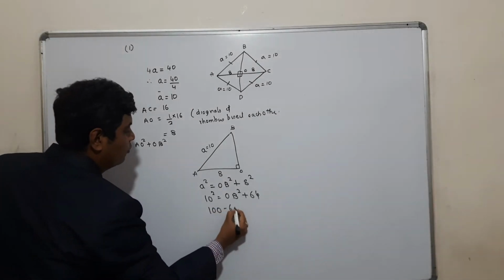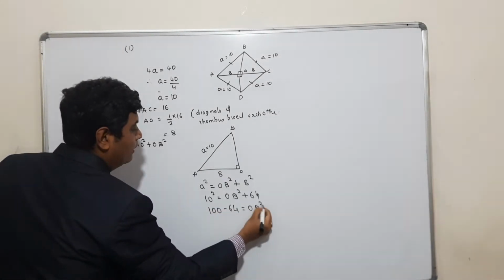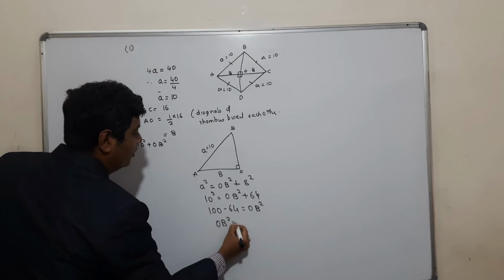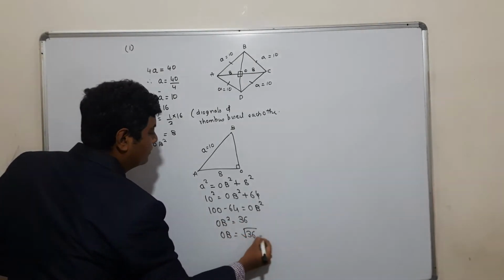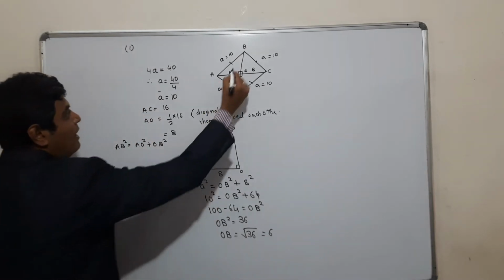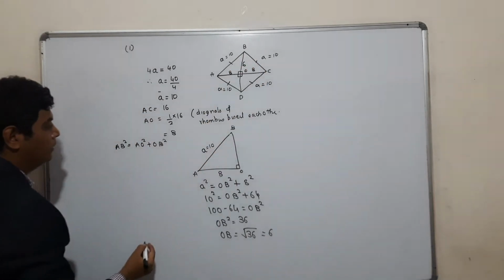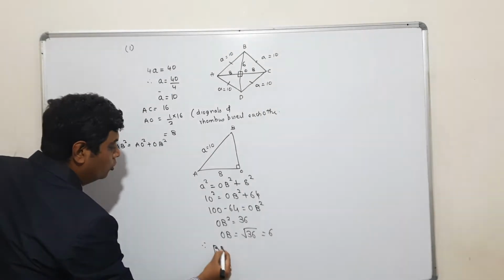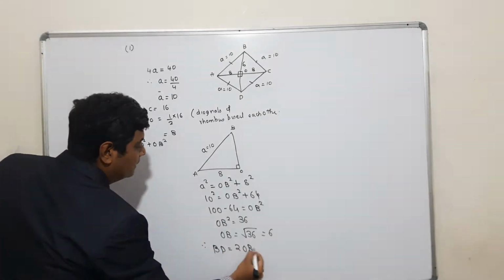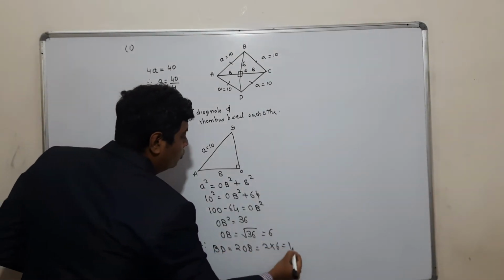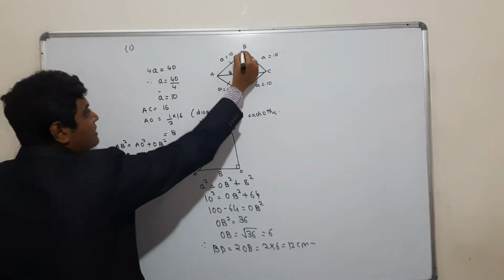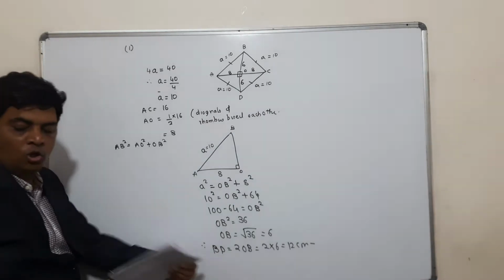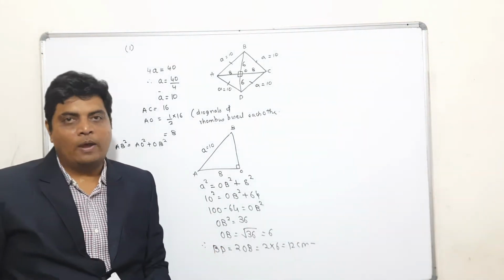100 minus 64 is equal to OB square. Therefore, OB square is equal to 36. Therefore, OB is equal to square root of 36, which is equal to 6. Now, my value of OB is 6. So, what will be BD? So, therefore, BD is equal to twice of OB, which is equal to 2 into 6, which is equal to 12 centimeter, because diagonals of rhombus bisect each other. If this is 6, this will also be 6. So 6 plus 6, it becomes 12.